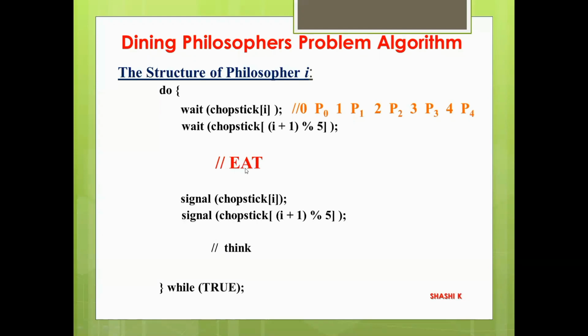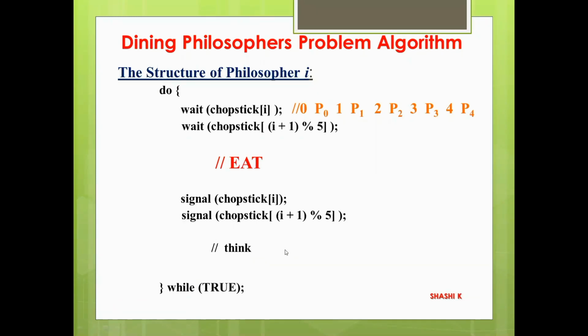After finishing eating, the philosopher has to put back the chopsticks. So he executes the signal operation on the left chopstick and the right chopstick. The value of those left and right chopsticks again becomes 1, so that if any other philosopher wants to eat, he can do so. After dropping the chopsticks, the philosopher goes back to the thinking state. Now this is your solution to the dining philosophers problem.